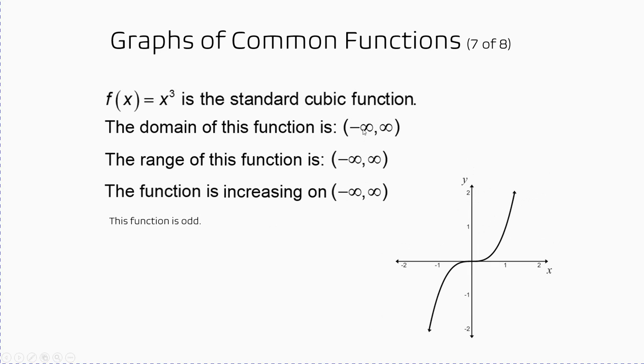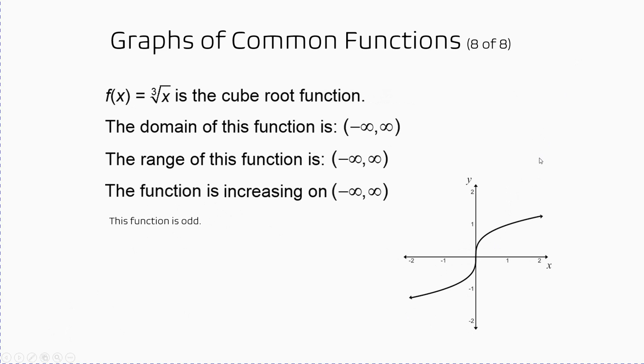All right, next we have the cubic function, f of x is equal to x cubed. This is the standard cubic function. Looking at the graph, the domain is all real numbers, and the range is also all real numbers. This function is increasing from negative infinity to infinity, because as you go along the graph from left to right, you're always going up. And this function is an odd function.